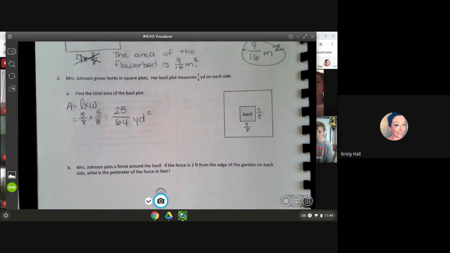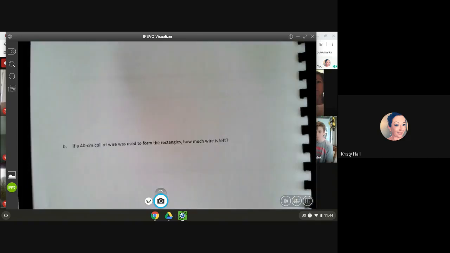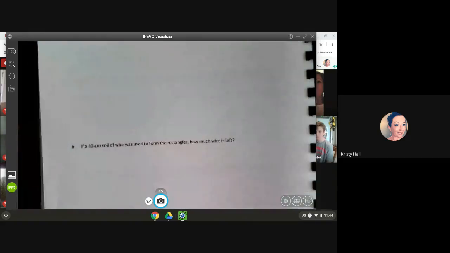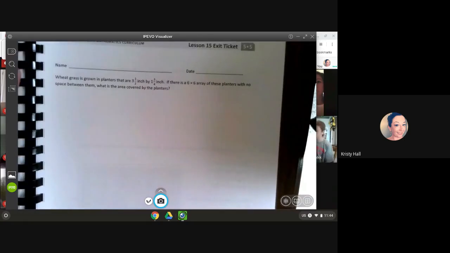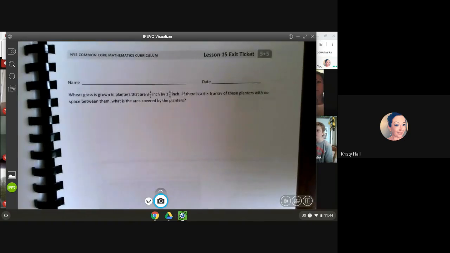I want you to flip over to the exit ticket because you're going to solve the exit ticket today, but we're going to work together on getting it set up. So flip over to your exit ticket. It's on page 215. Can you guys see that okay? Or is it blurry? It looks good.